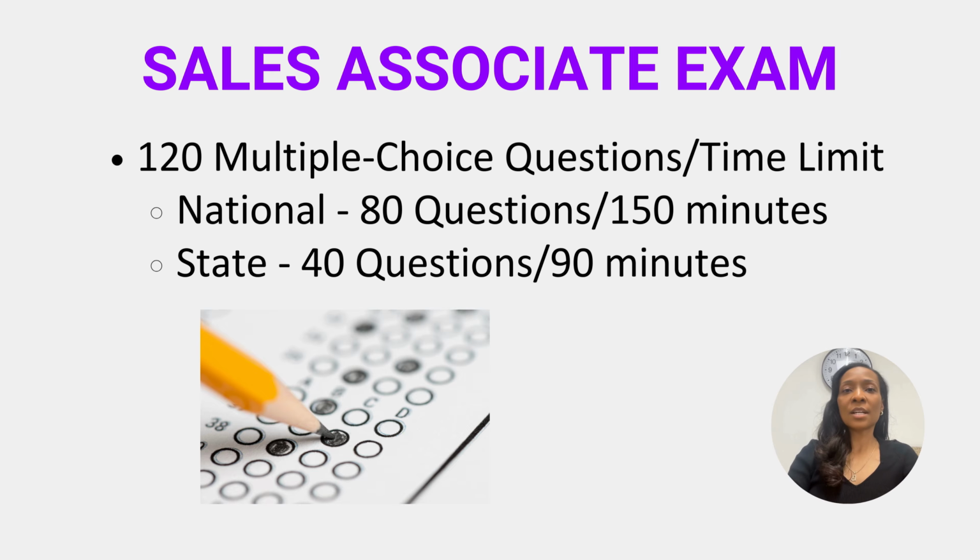The Sales Associate exam has a total of 120 scored questions. The national portion has 80 questions, and the state portion has 40 questions. You will have approximately 150 minutes for the national portion and 90 minutes for the state portion. Testing centers present the sections sequentially during the same appointment.